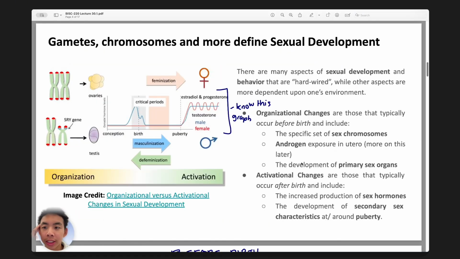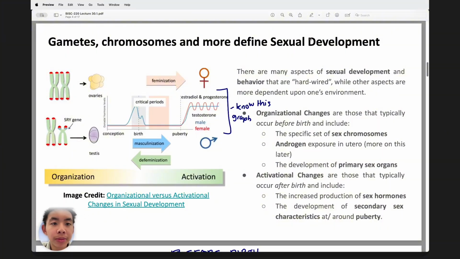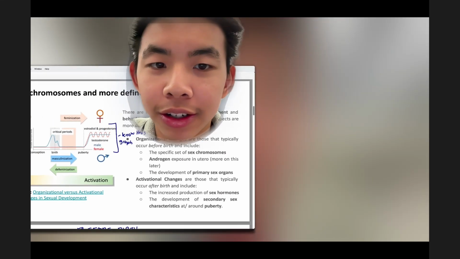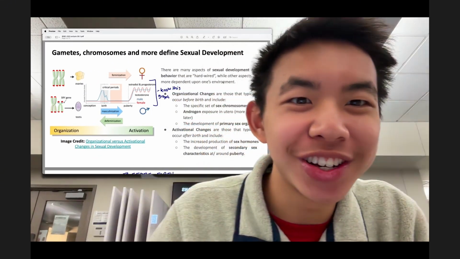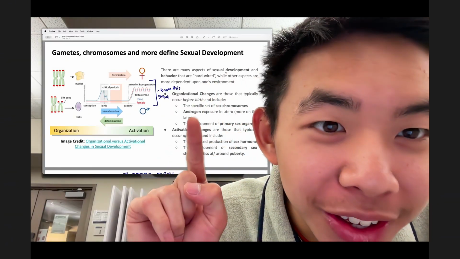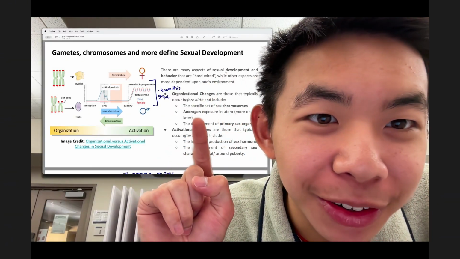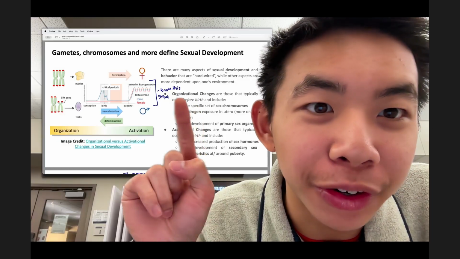So next one, okay, gametes, chromosomes, and more defined sexual development. There are many aspects of sexual development that can be hardwired, right? Others are dependent on one's environment. So I'm going to talk about two different types of development. One is organizational changes, and one is activational changes. Let me see if I can make this better. Aha. Let's go. Okay, so over here we have organizational changes.